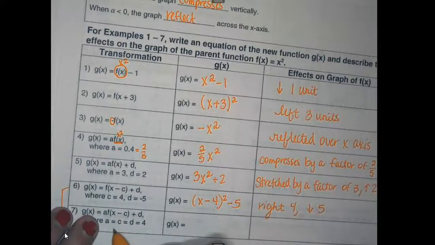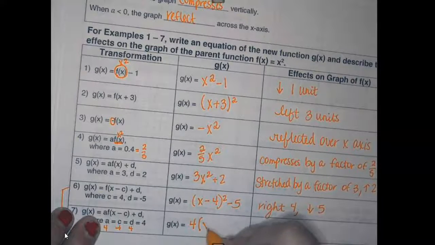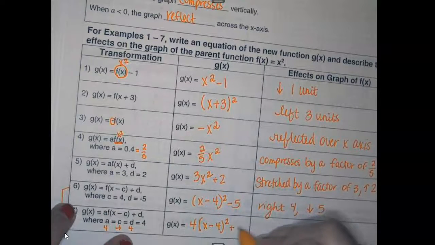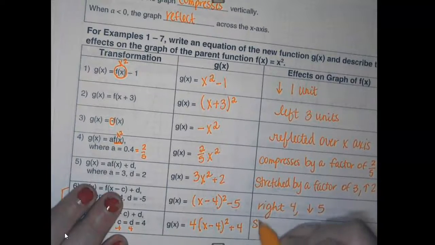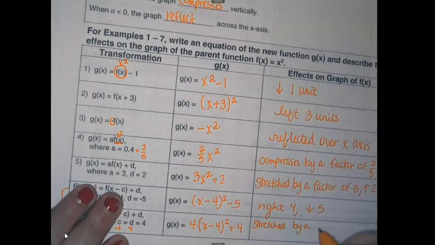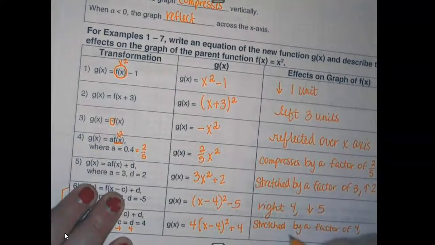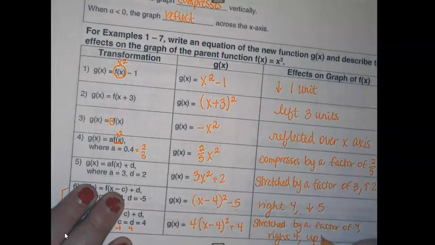This one, we have an a, which equals c, which equals d, which equals 4. So d equals 4, and c has to equal 4, then a has to equal 4. So we have 4 times x minus our c, which is 4, squared, plus our d, which is 4. So we stretched by a factor of 4. We went right 4 and up 4.